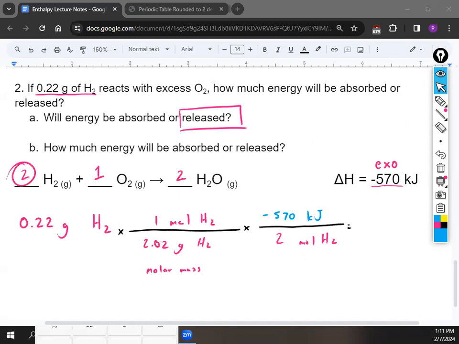Any questions on the setup or the fractions? If you got 2, that's fine. Yeah. This one is close enough to round down.